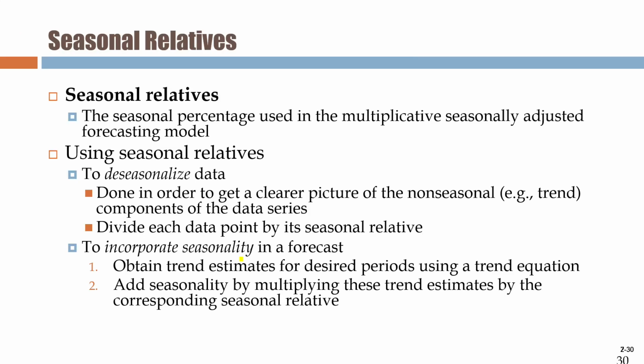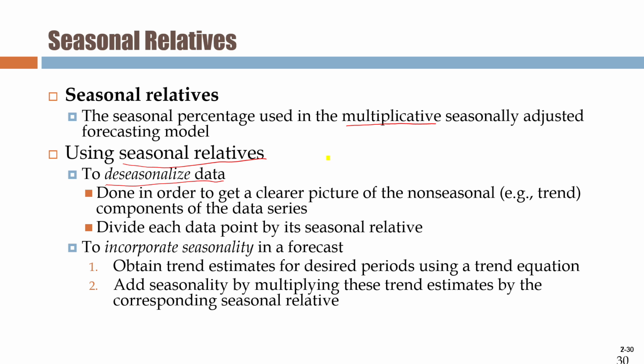So the seasonal relative is the number we capture. Every March we have more or less sales, but how much is it? The relative is usually how much we have to multiply, so it's multiplicative seasonal. Once you figure out the seasonal relative, you can deseasonalize data. You just get rid of the seasonal effect by dividing the number by the seasonal relative.